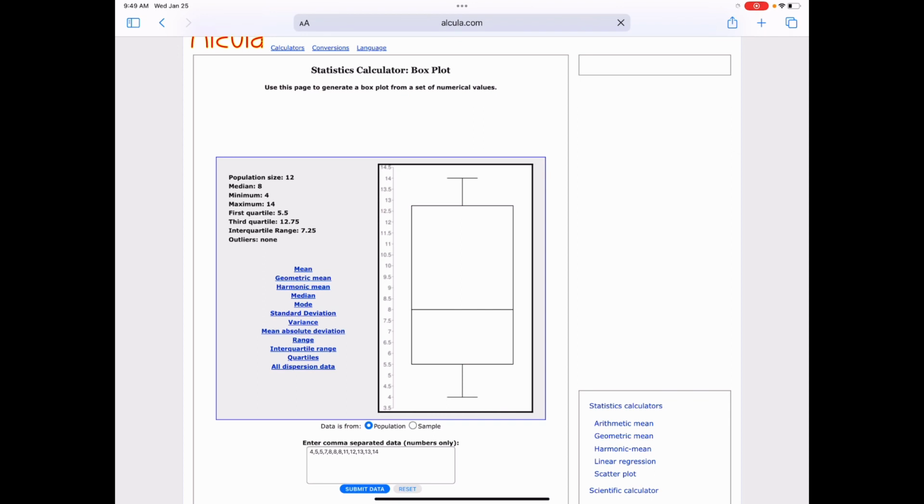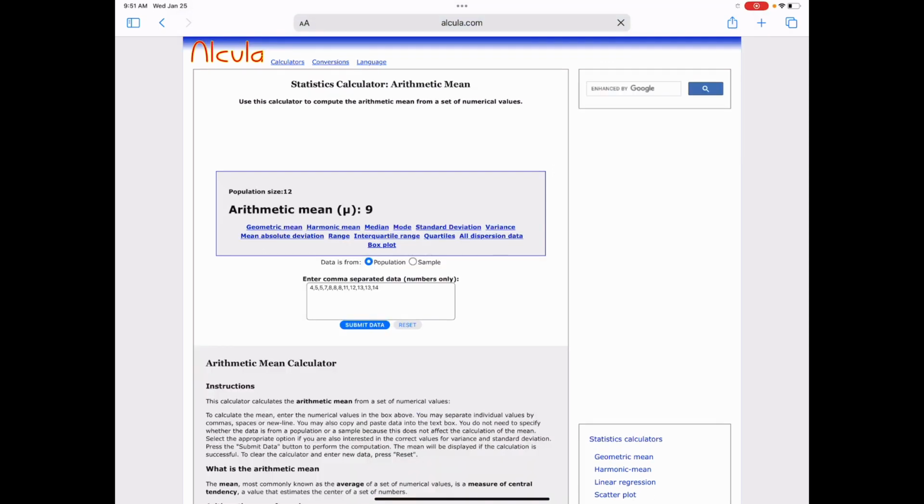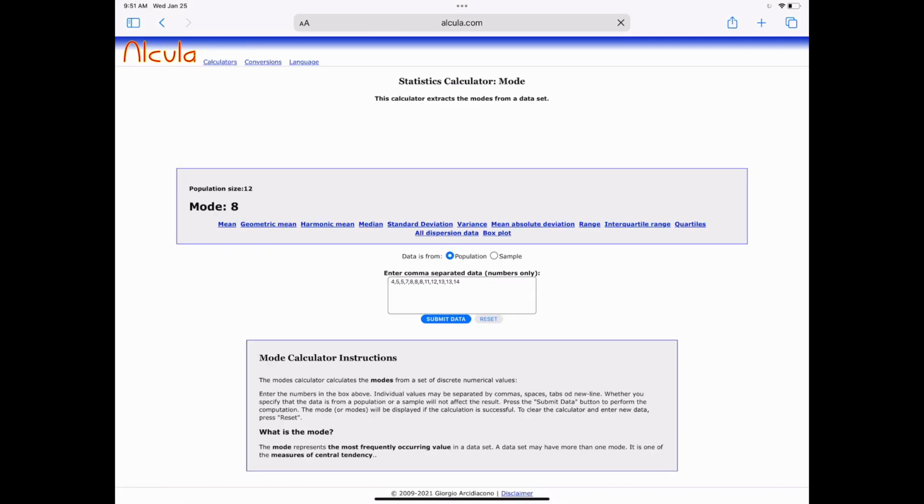To find the mean of this data set, I just need to click on the mean button. So you can see the mean is 9, so when I add 7 to that 9, that means the new mean is going to be 16. To compute the mode, I can just click on the mode button. And you can see the mode is automatically computed to be 8.